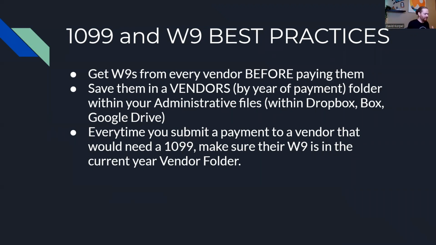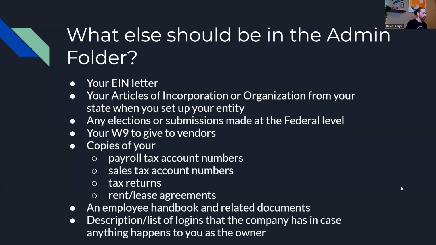It's good to get them every year, or every other year, because business addresses change, people's business structures change, things are changing, and you want to make sure you're still issuing to the correct business name and the correct vendor. So I always recommend saving these W-9s in a folder in your admin files by year so that you can keep them organized come 1099 time, or if you ever need to look back and see why you issued the 1099 to that vendor and what was on their actual W-9. Every time you submit a payment to a vendor that you would need to 1099, I highly recommend saving that W-9 to the current year vendor folder.